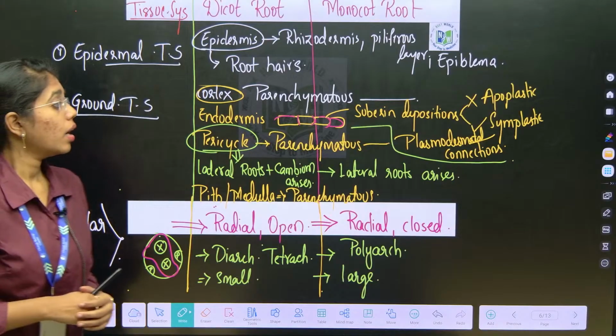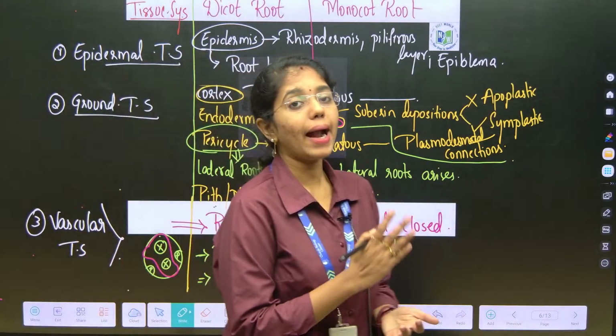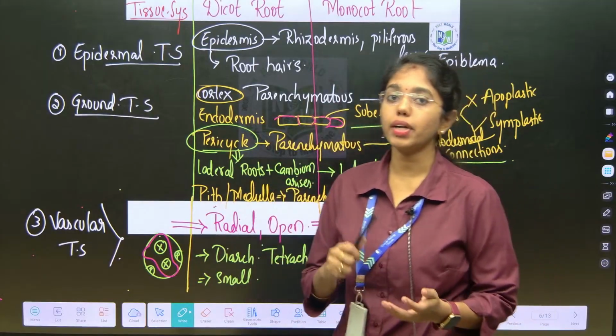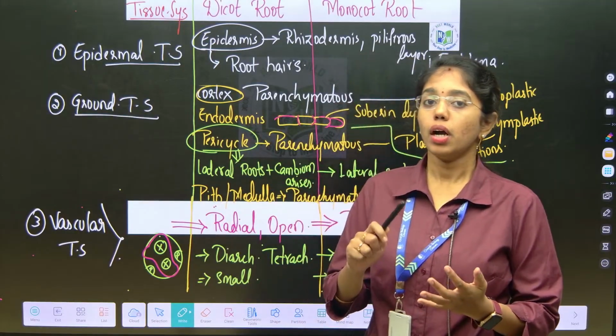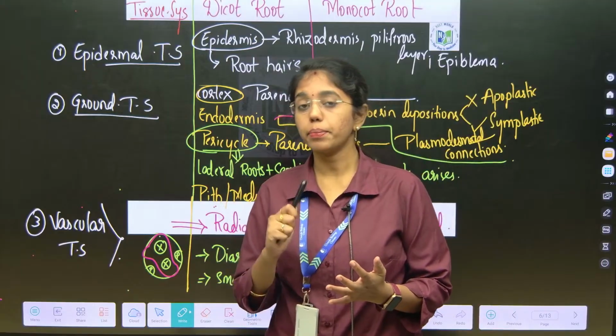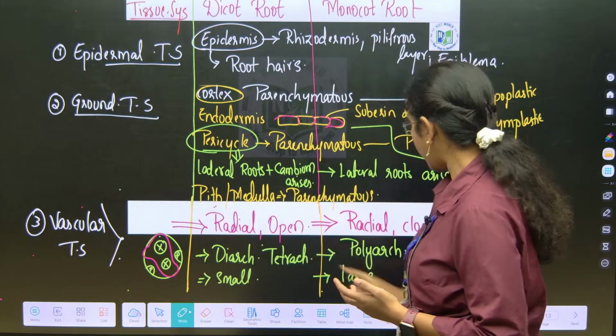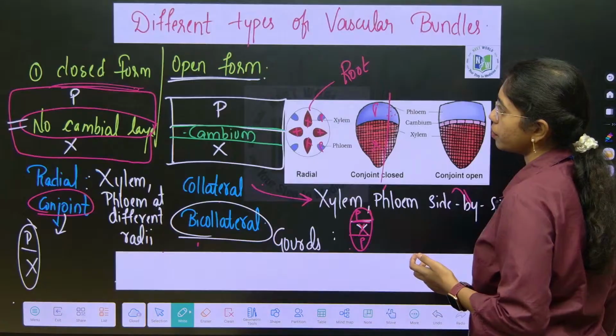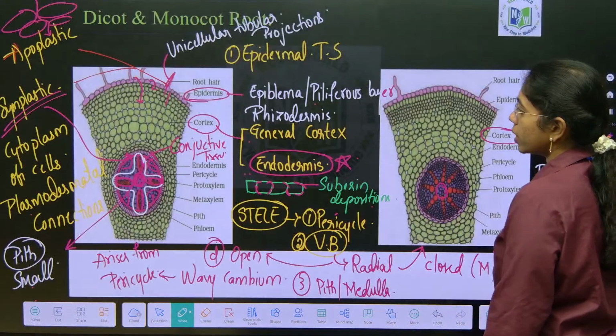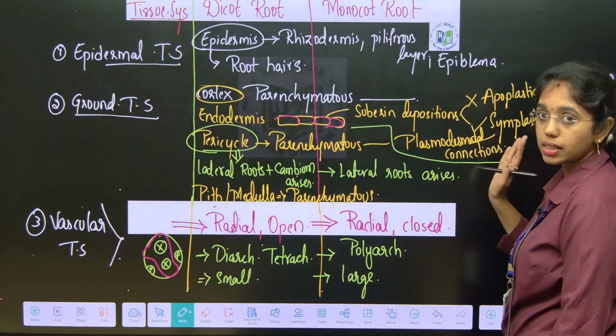Stem and leaf, the comparative analysis between dicot stem and monocot stem, and dicot leaf and monocot leaf, we will do in the next class. Till here, make a clear note of it: tissue systems, dicot and monocot root, clear analysis. If you have this single slide also, it is enough.